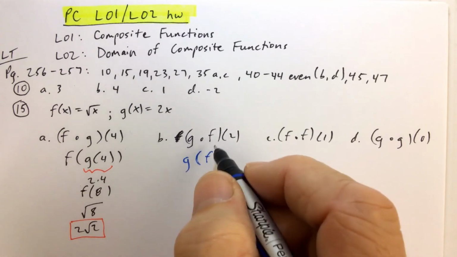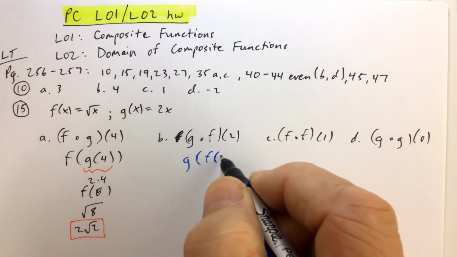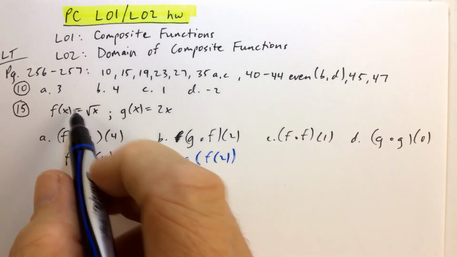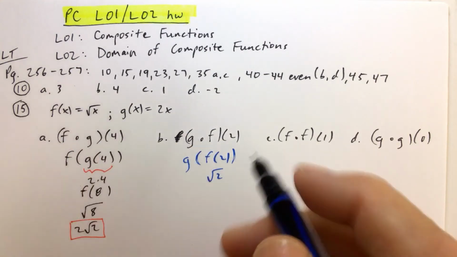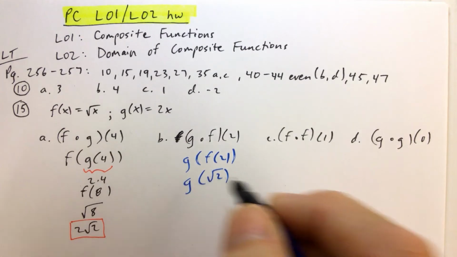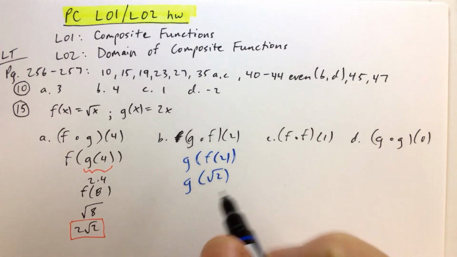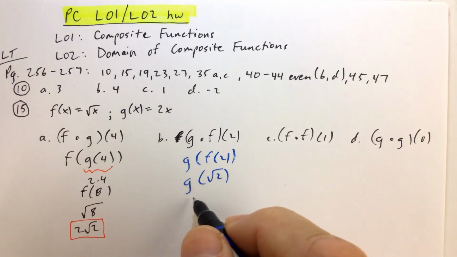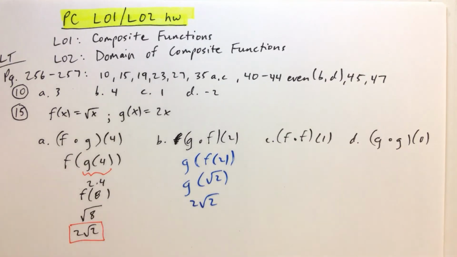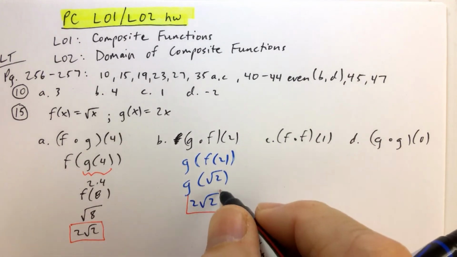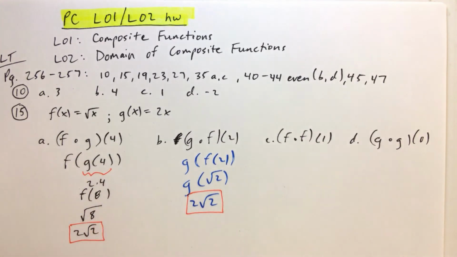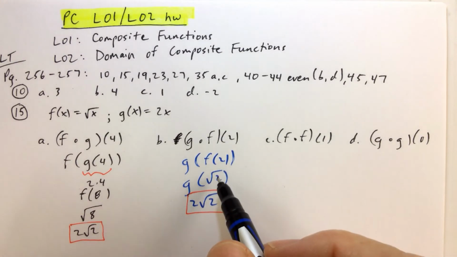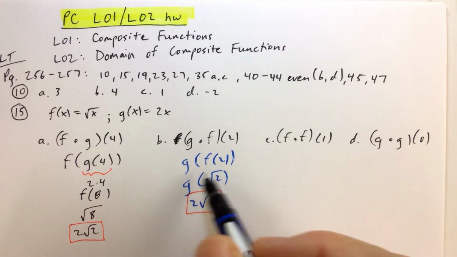So for part B, we have g of f of 2, and f of 2 is radical 2, because f of x is radical x. So really ultimately what we're finding is g of radical 2, and g of radical 2 is 2 times radical 2. So the bottom line is, working from the inside out, find the value of the inner function, and then use that output as the input for the other function.